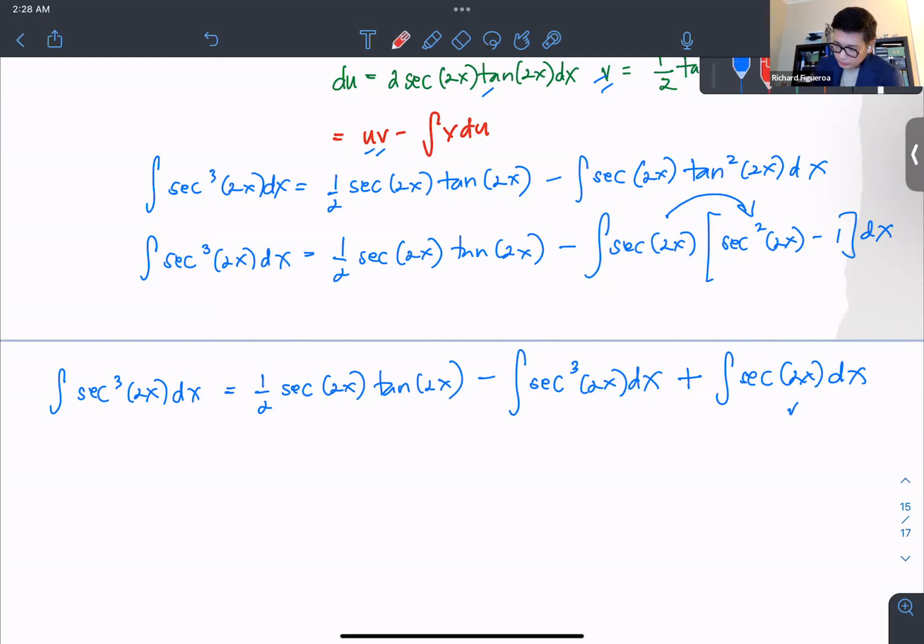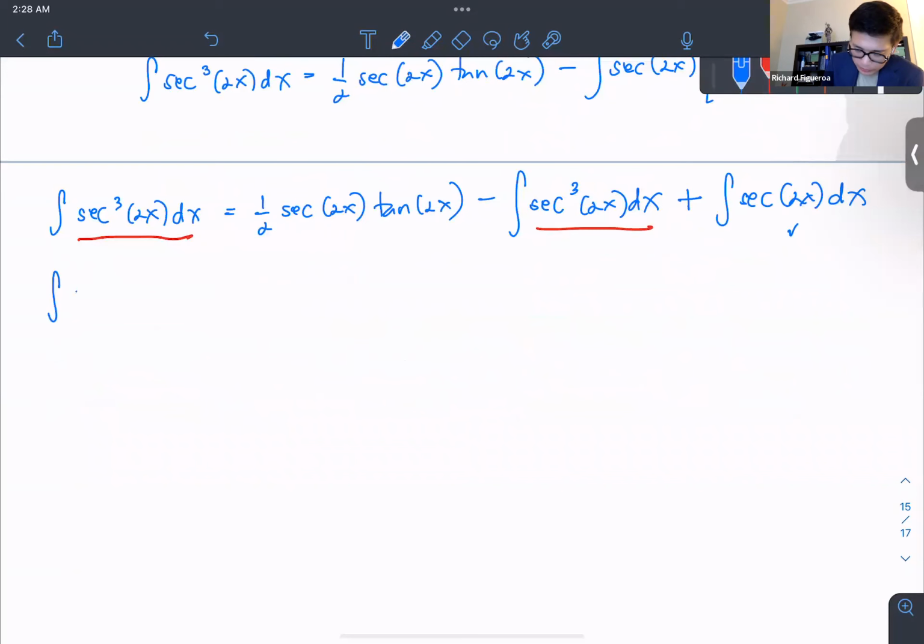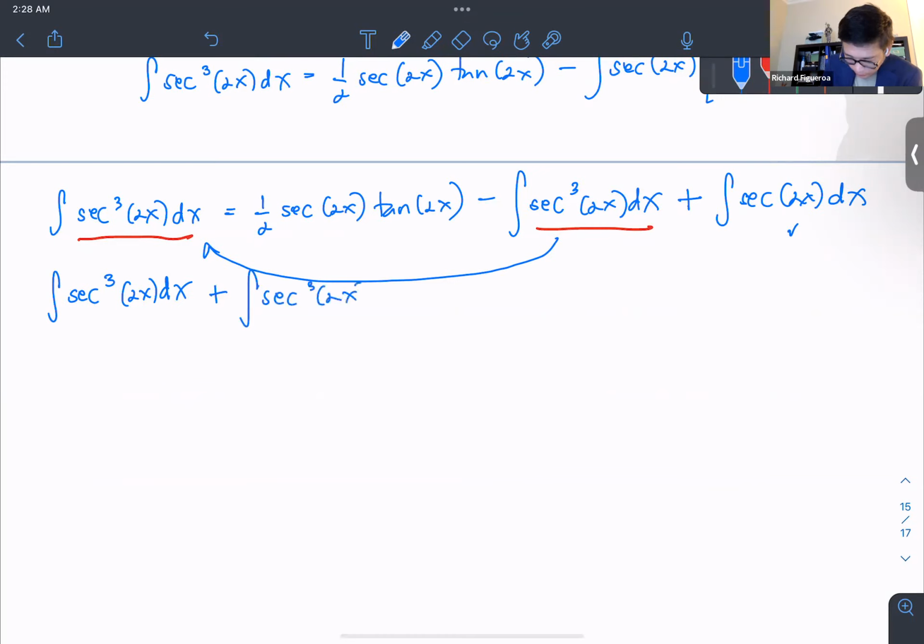But then, this one and this are the same, similar with what I did on the previous example. So I'm just going to transpose that. So secant cube 2x dx, and then I'm going to transpose this one here. So it will become plus secant cube 2x dx, and that will be equal to 1/2 secant 2x tangent 2x.